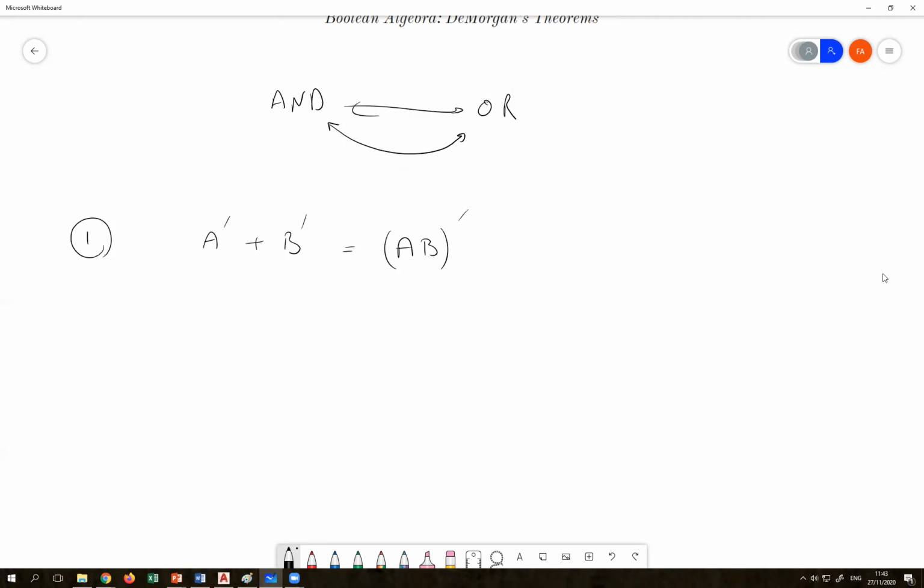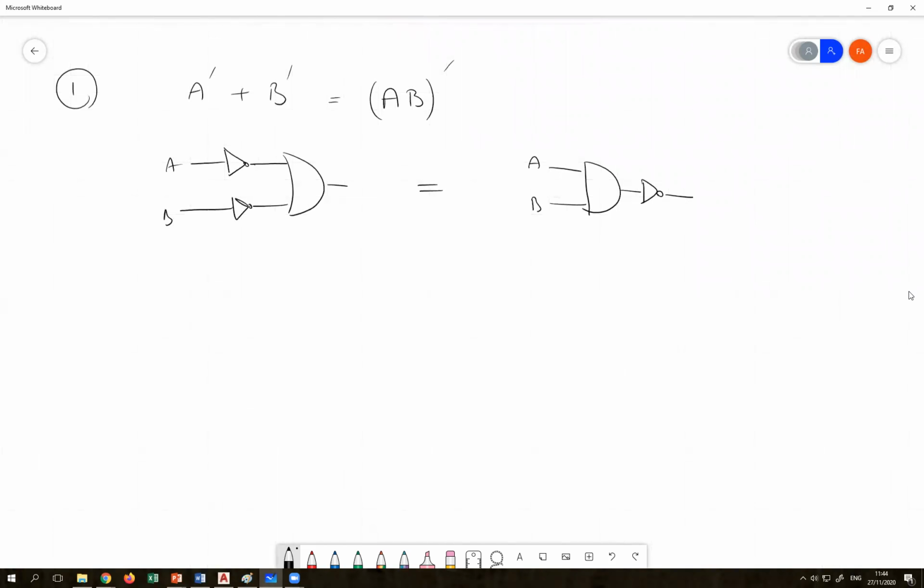It means that if I have A naught or B naught, it's equivalent to A and B, you can use a NAND gate, or say AND not. So A naught, B naught, or is A and B not. So we can convert AND to OR and OR to AND, but when we have these inversions. So I can use it both ways.